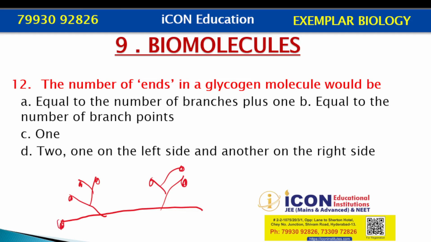So the answer is equal to the number of branches plus 1. The number of ends in the glycogen molecule could be equal to the number of branches plus 1. So 1, 2, 3, 4, 5, 6 ends plus 1 end of the main chain. So the correct option is option A, equal to the number of branches plus 1.